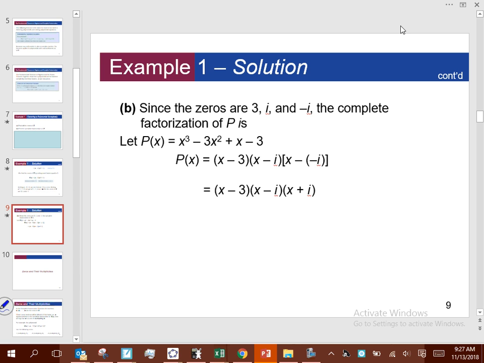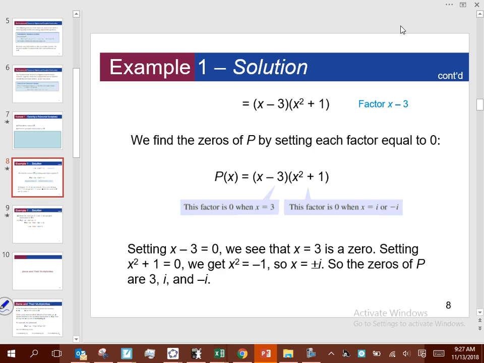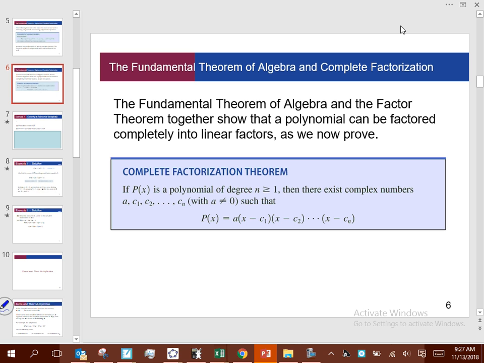This theorem here is the complete factorization theorem, and all this says is, in conjunction with the last theorem, the fundamental theorem of algebra.